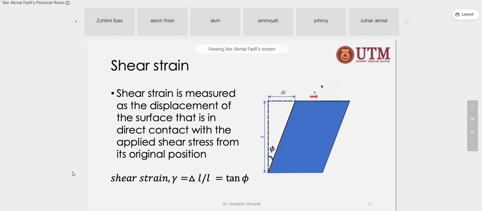Shear strain is a measure of the displacement of a surface that is in direct contact with the applied shear from the original position. This is the value with which we can measure the shear strain, equal to the deformation in this direction following the strain direction divided by the original length.